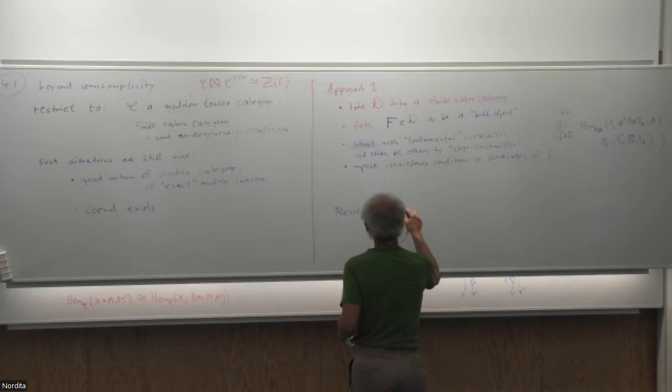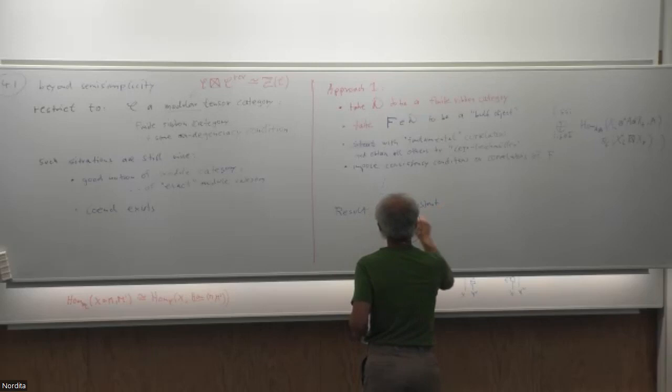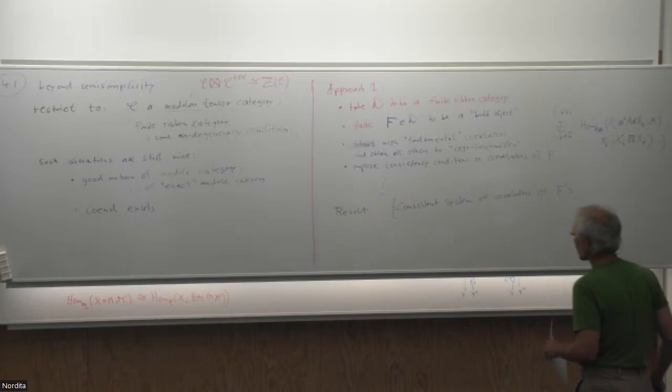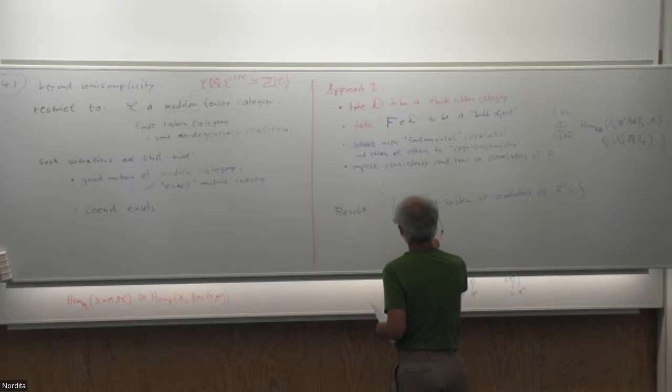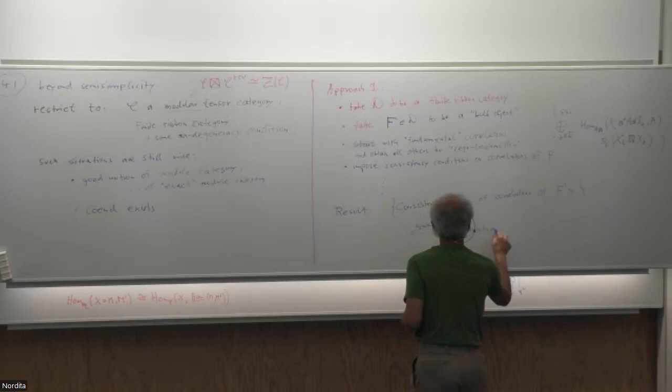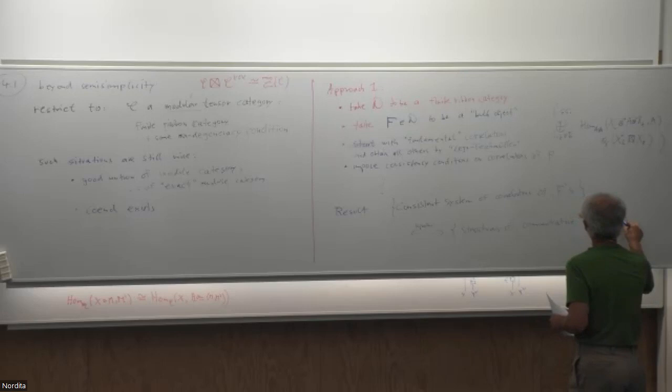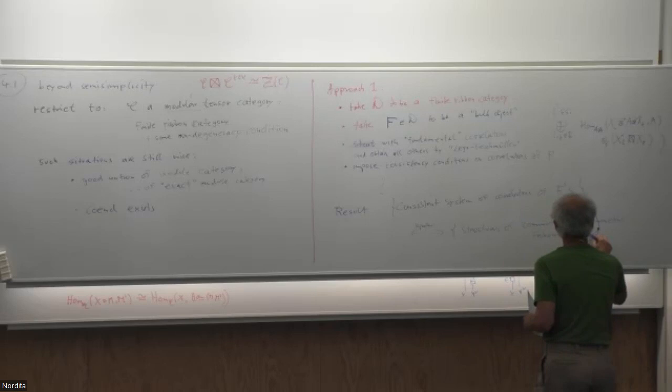And the result is then that the solutions, so the consistent system of correlators of these Fs, are in bijection with structures of commutative symmetric Frobenius algebras on this object F. Well, this is not quite true.